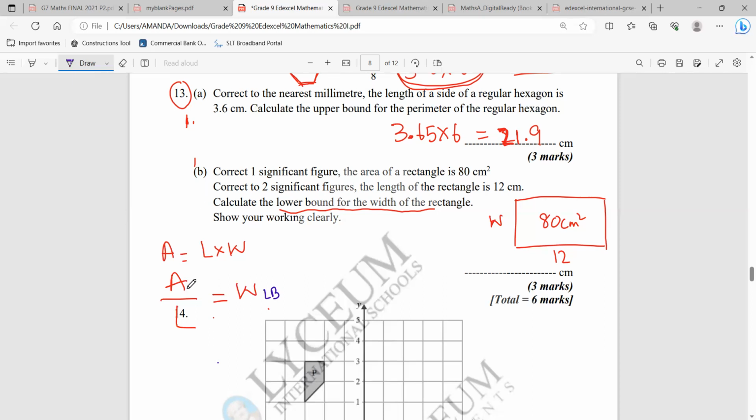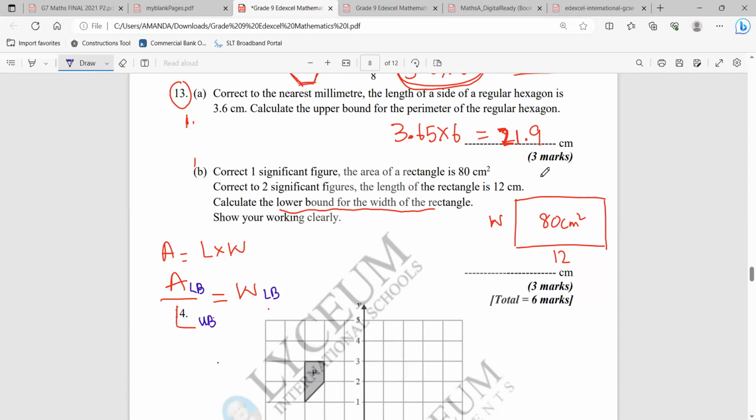If you want to find the smallest possible width, then the area should also be the smallest possible, because this is the dividend. So we need the lower bound of the area, and the divisor has to be the biggest. When you divide by a bigger number, this should be the upper bound. So we need the lower bound of the area and the upper bound of the length, which will give us the answer.